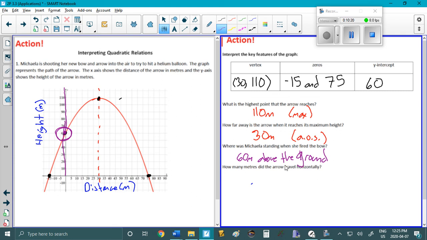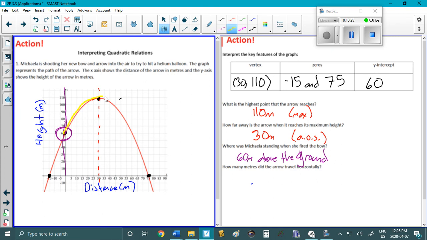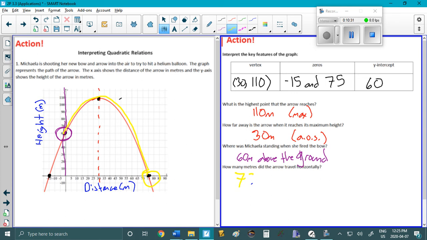So we want to know when it hits the ground. So when it hits the ground, we start here, the arrow goes up, and then it starts coming down, it hits the ground here. So 75 meters. Okay, so 75 meters is how far it traveled.